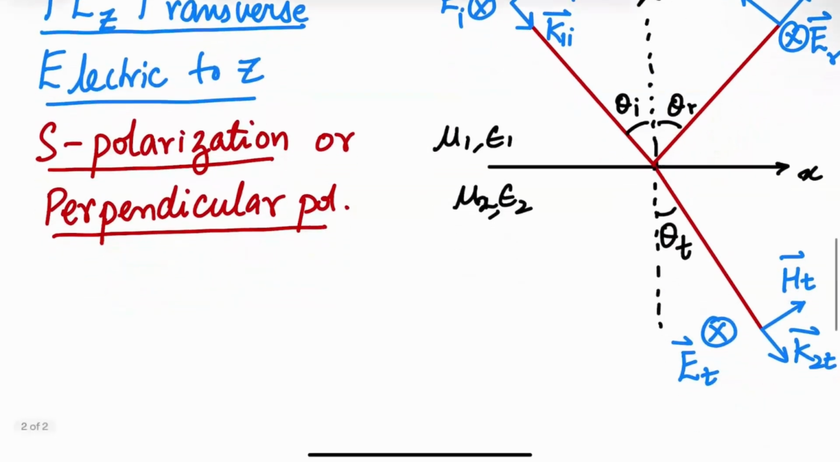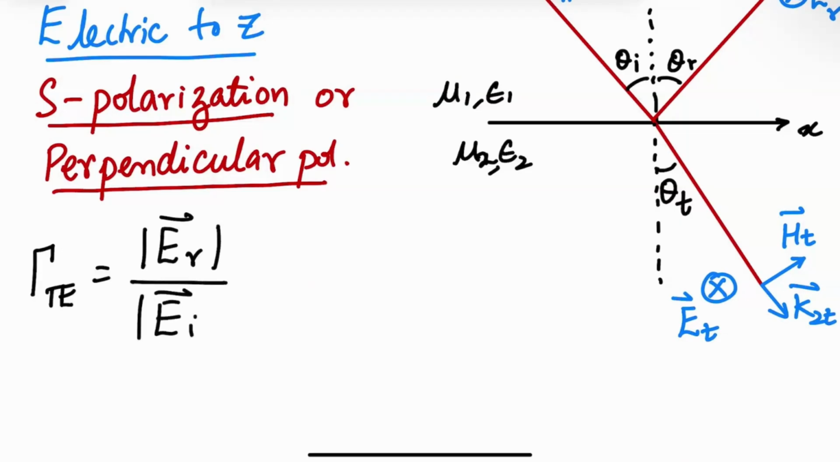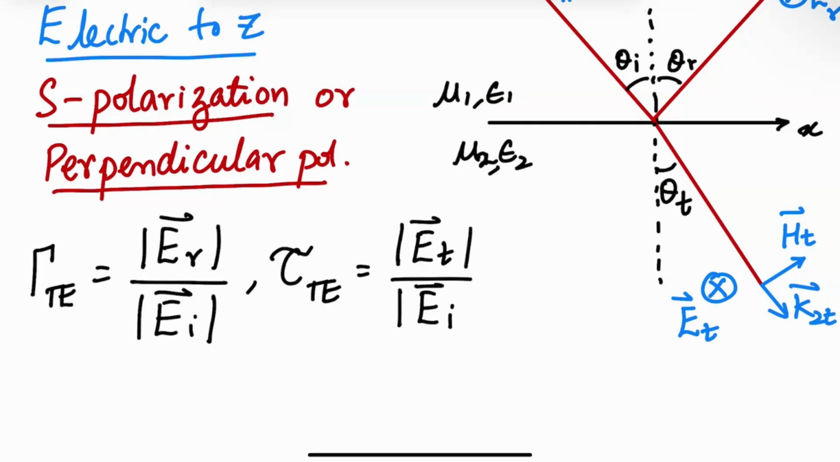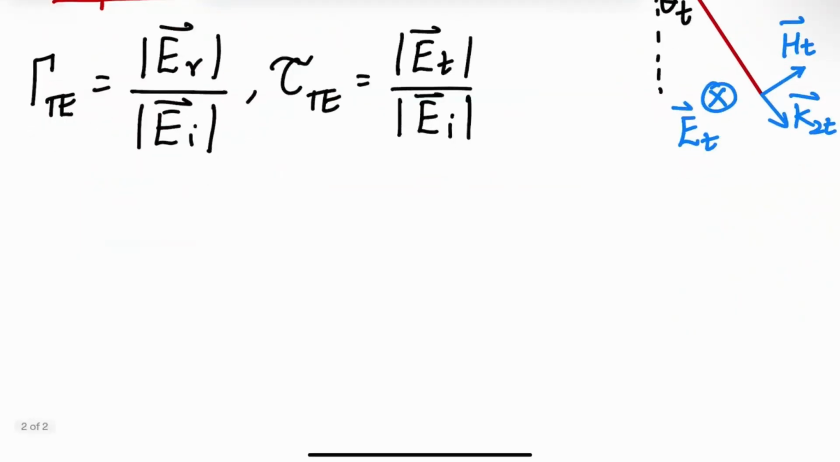Okay, so before we do that, we'll make some definitions. I'm going to call gamma TE the ratio of the magnitude of the reflected electric field over the incident electric field. That's the reflection coefficient for the TE wave, and tau TE is the magnitude of the transmitted electric field over the incident electric field. Okay, so given these definitions, we can now write down the expressions for all these fields.